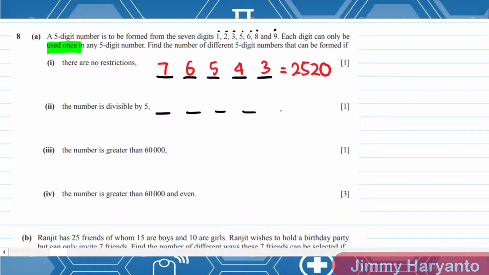Next is divisible by 5. Now we have the condition for our digits, which is divisible by 5. Divisible by 5 means the last number should be 5 or 0.